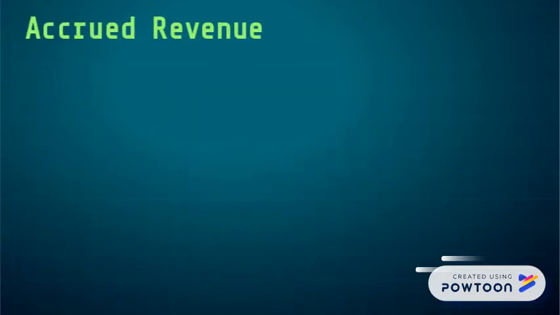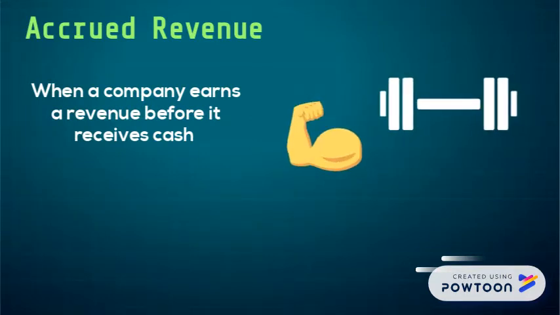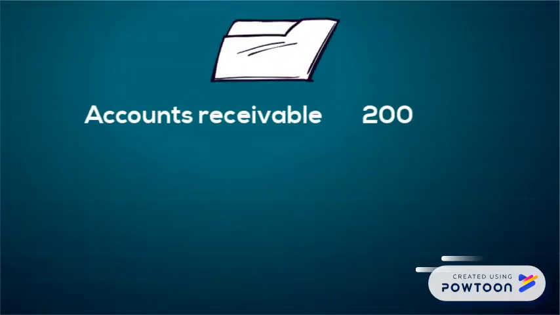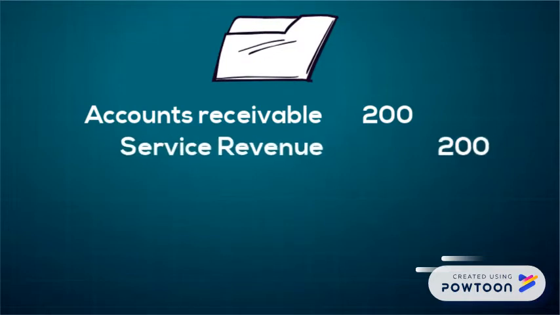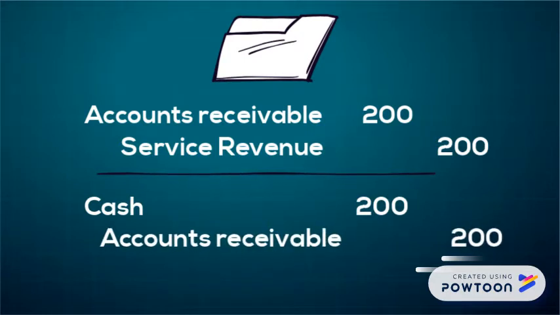Accrued revenue is when a company earns a revenue before it receives cash. For example, a personal trainer could train their client for 6 weeks and bill the client after this time period. Therefore, this can be initially recorded as accounts receivable and credited as service revenue. When the cash is received, the entry can be adjusted and credited back to accounts receivable in order to balance the accounting books.